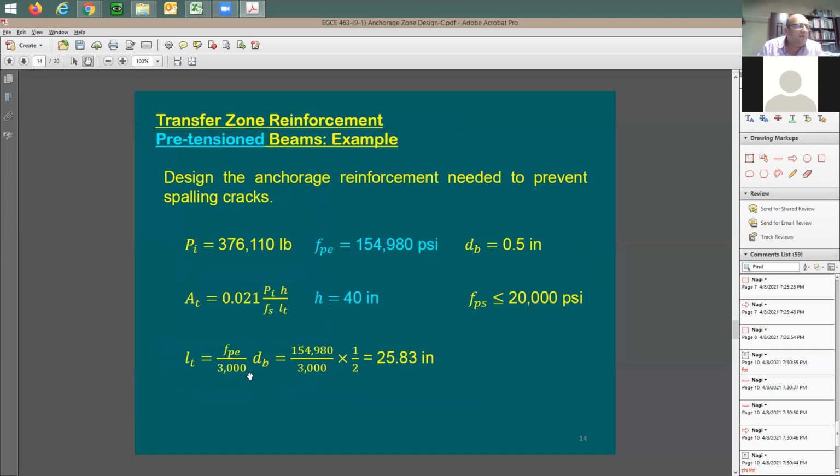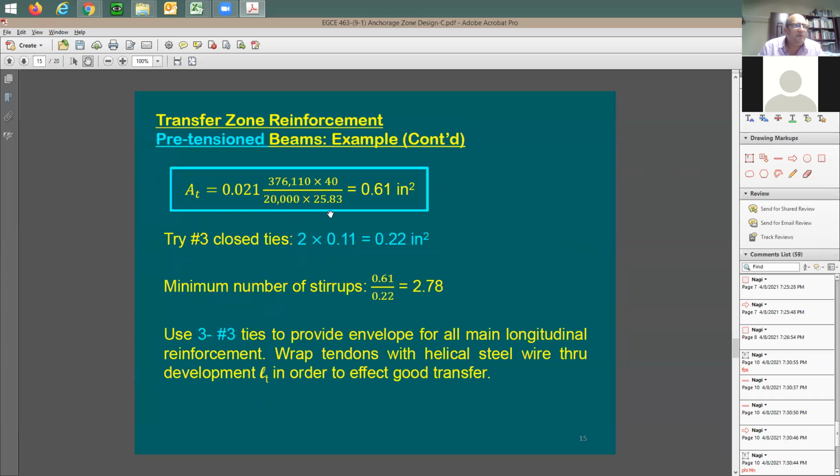This is exactly what we have used in this equation. We have used the previous equation I just showed you. Based on this equation, you need 0.6 square inches roughly for cross-section area of the ties.